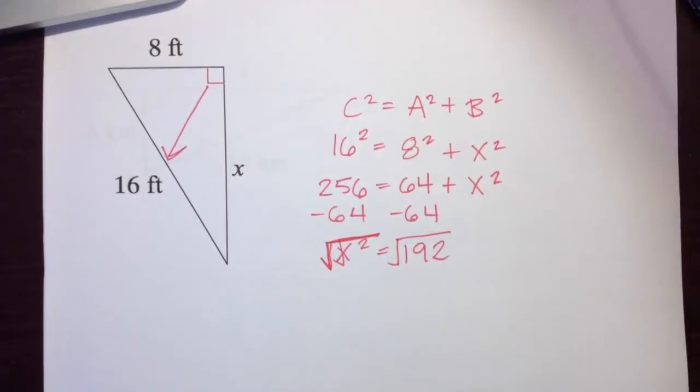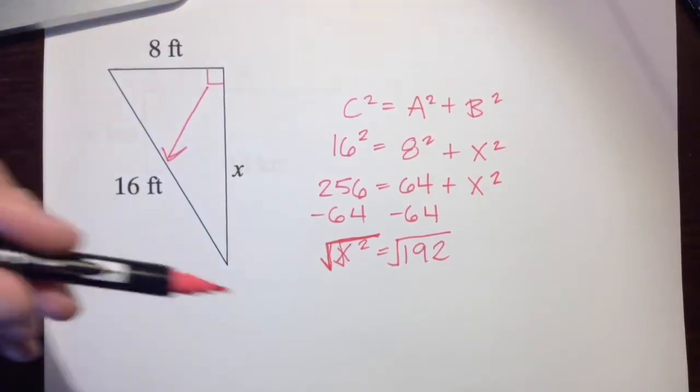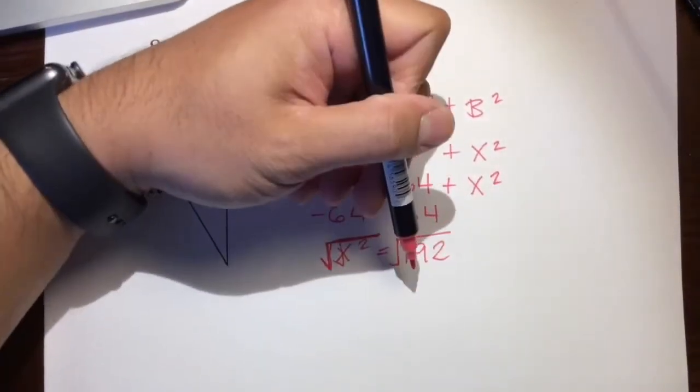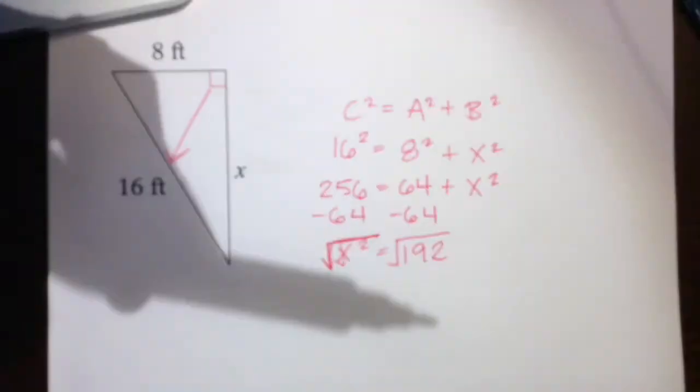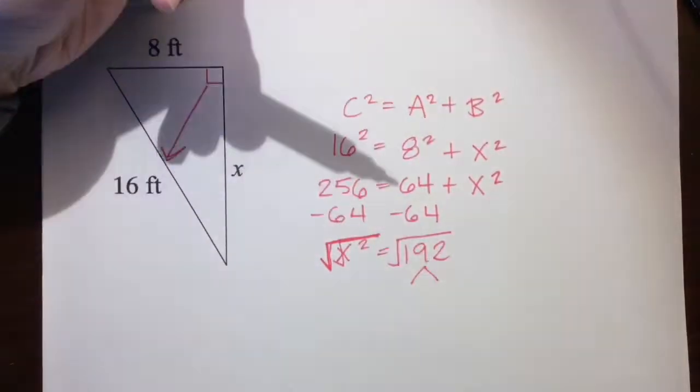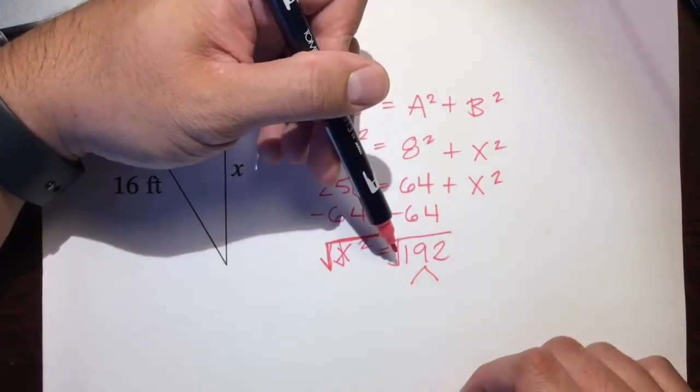Okay, what are two numbers that multiply to 192? Is it a whole number? I don't know. I don't think we can do that. It's not a whole number. But we can do this because you watched the previous video on square roots. So let's factor tree this and let's find some pairs. So two numbers that multiply to 192.